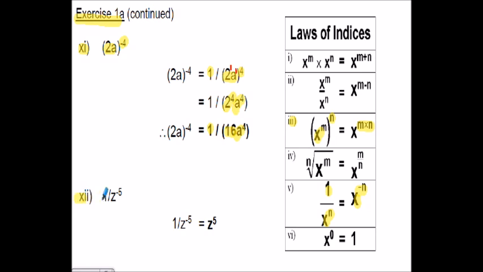Part 12, we're given 1 divided by z to the power of minus 5. Now again, using a reciprocal index here on the right hand side, if we cross the line, we change the sign of the index. So we've got 1 divided by z to the minus 5. If we bring the z to the top line, we'll end up with z to the positive 5. Again, this idea of crossing the line, changing the sign. So 1 upon z to the minus 5 can be written as z to the 5.